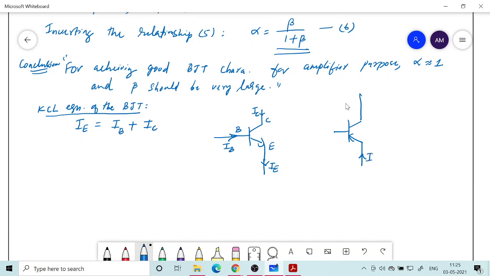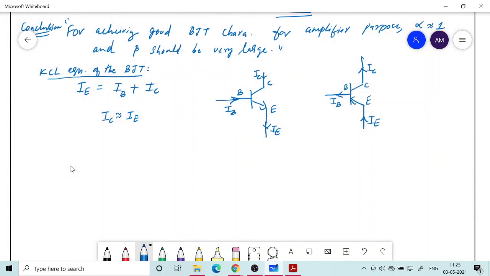Similarly, if it is a PNP transistor, the emitter current goes into the device, just opposite, and a very, very small fraction comes out as IB through the base terminal, and through the collector terminal it comes out as IC. So IC is very close to IE. Of course it is a little less because IC plus IB is IE, but for a good transistor we always make sure that IB is negligible compared to IC or IE.